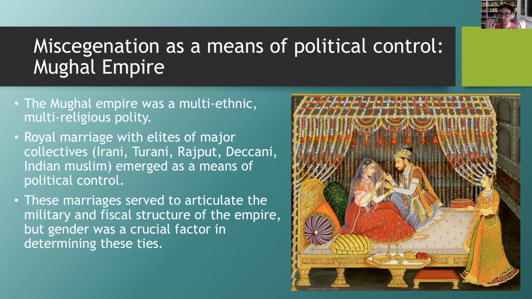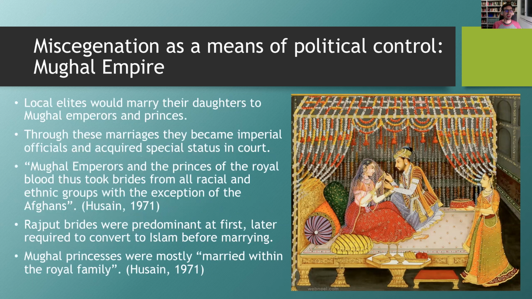But in fact, gender was a crucial factor in determining how this works. Let me explain that in a little bit more detail. So local elites belonging to a different ethnicity, not part of the Mughal royal elite, would marry their daughters to the Mughal emperors and princes, their daughters. And through these marriages, they were able to secure imperial postings. They will become imperial officials and acquire special status in court.